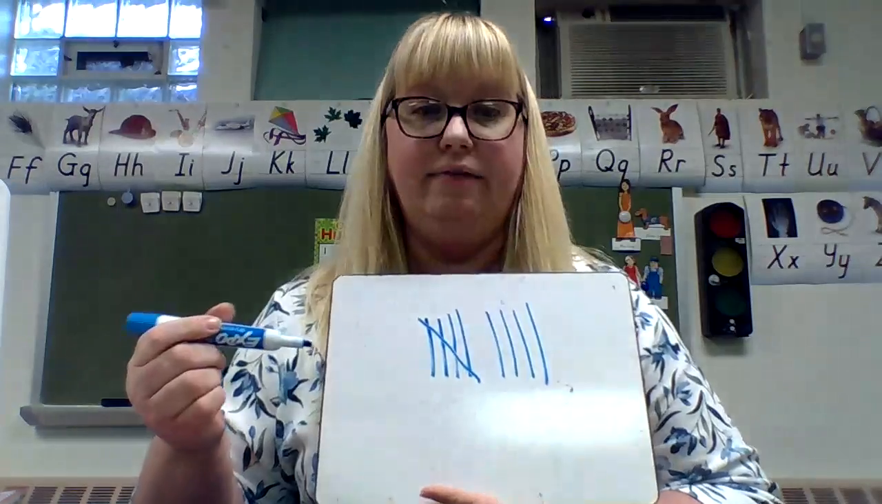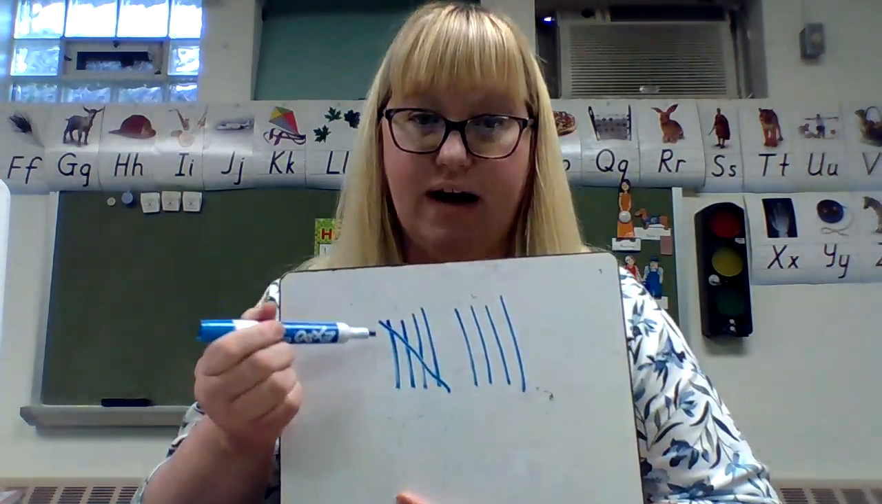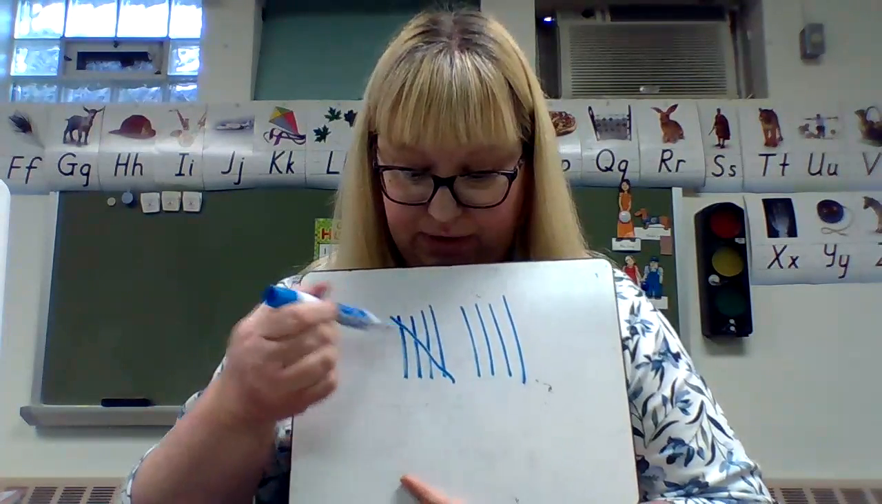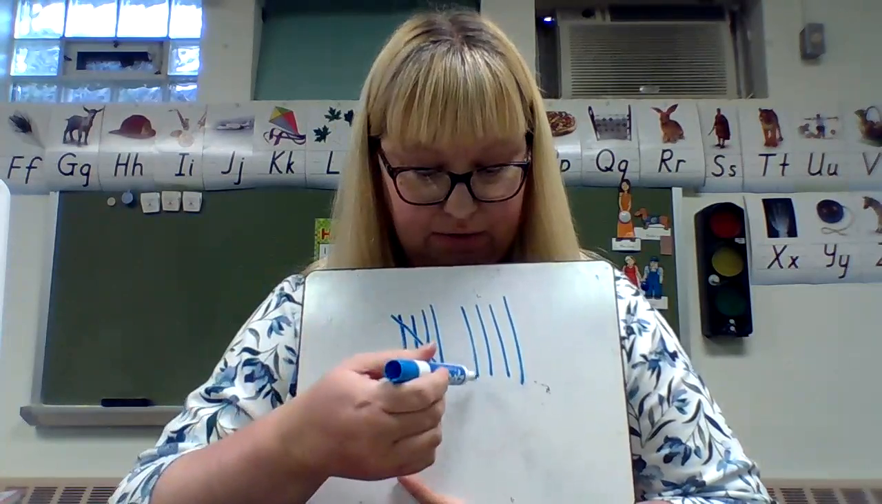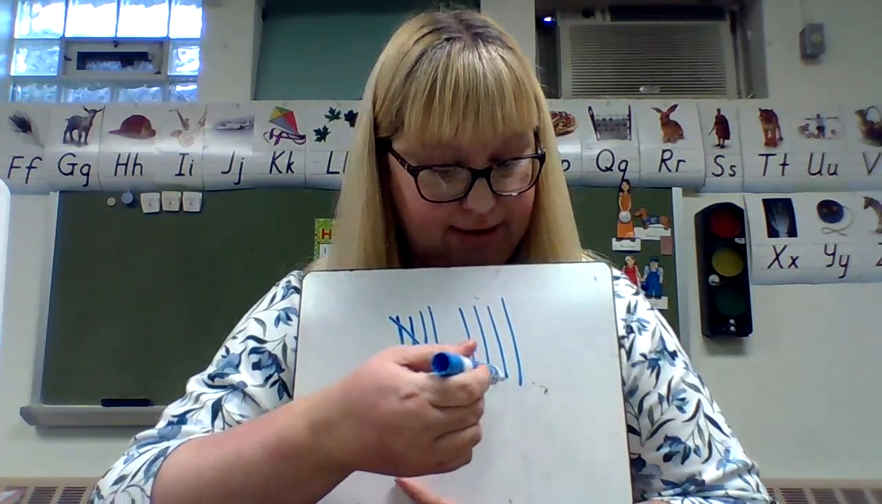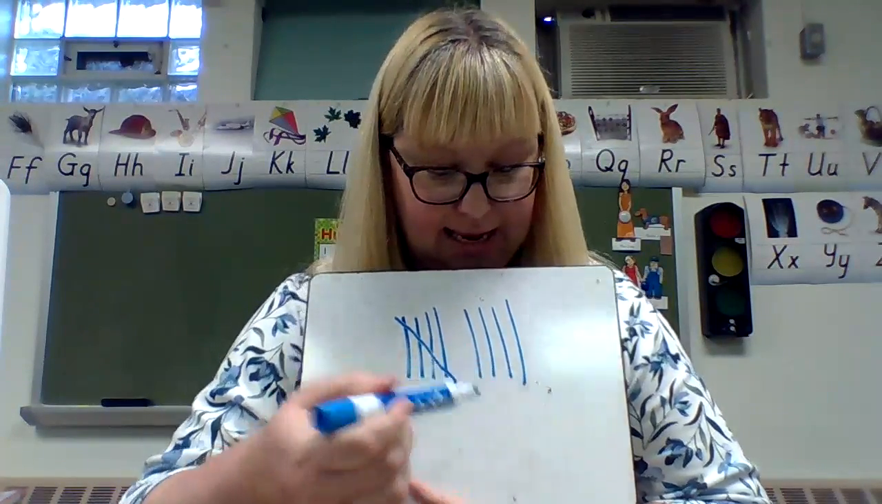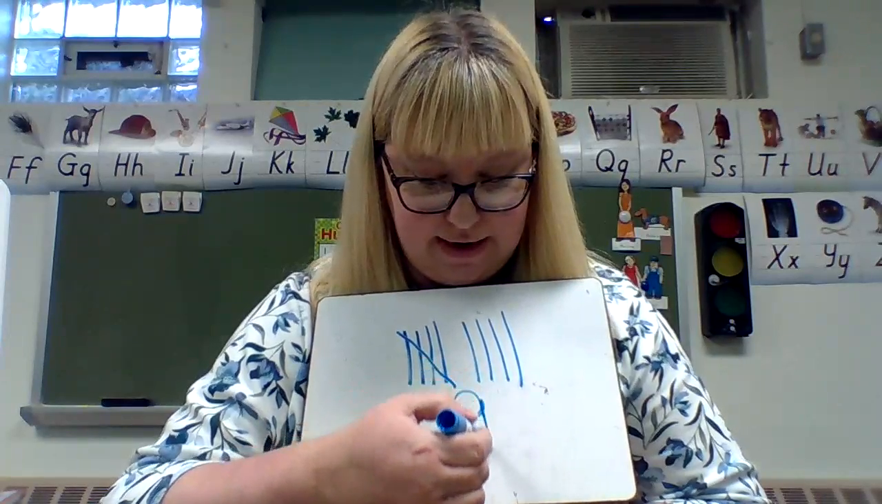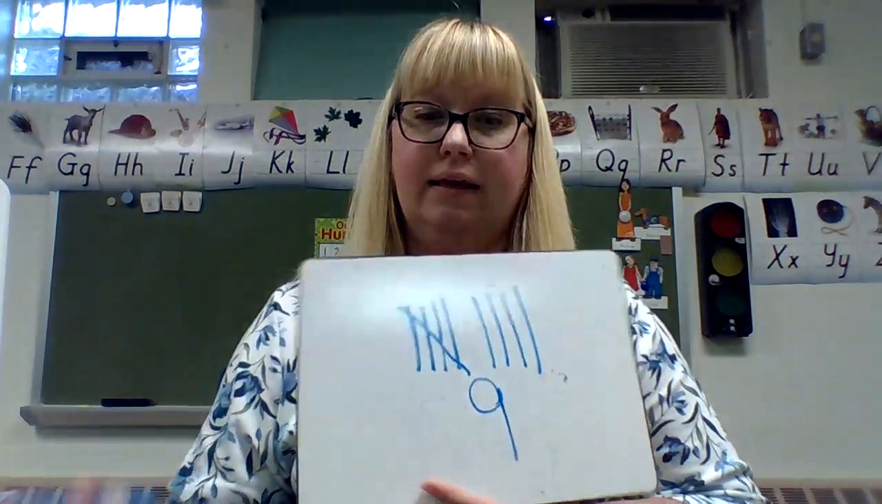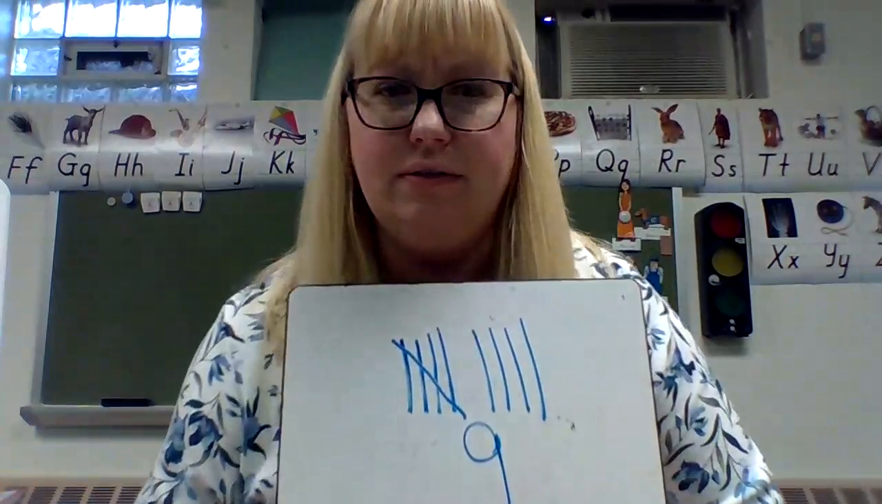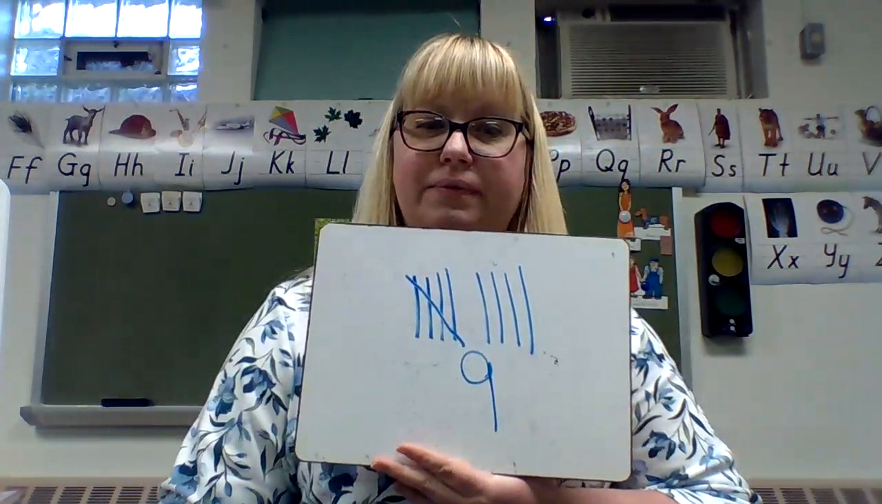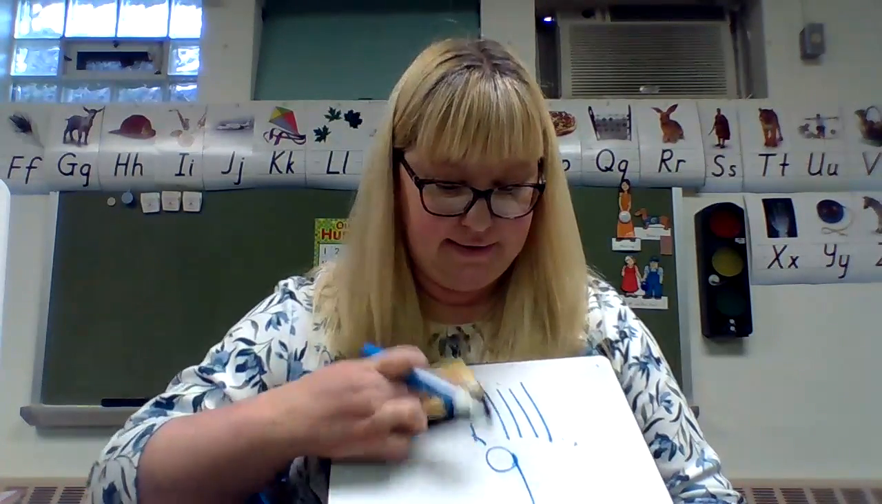So how many would I have here? So I have 5. Remember, this is 5. When you see that line through it, 5, and you start here, 6, 7, 8, 9. So I would have 9. I think I made 9 the right direction. All right. So that's how you would say 9.